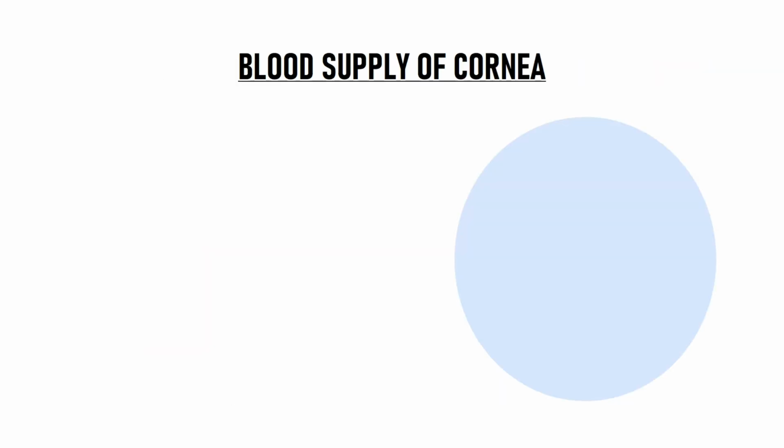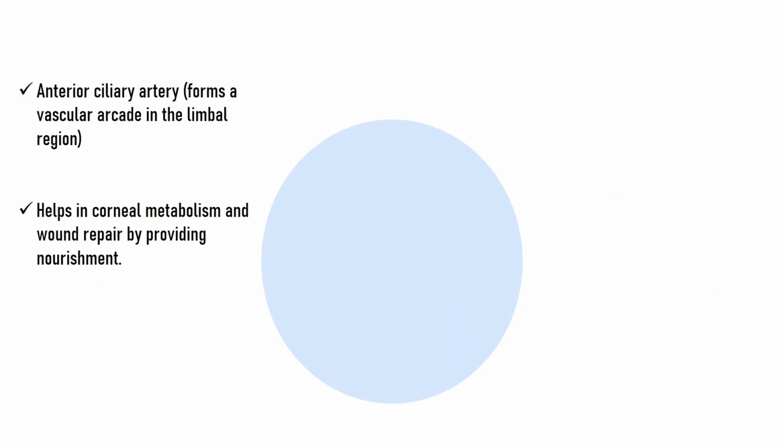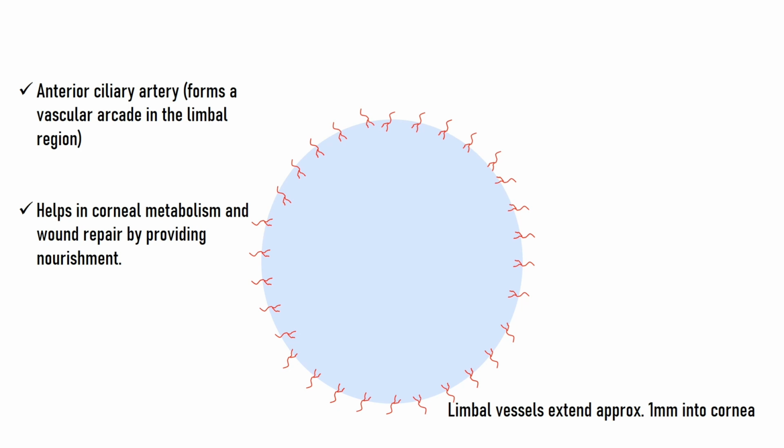Our next topic of discussion is blood supply of cornea. Cornea is an avascular structure, which means that it does not have any blood vessels. It gets its nourishment from the aqueous humor and from the vascular arcade that is present at the limbus. This vascular arcade originates from the anterior ciliary artery. These limbal vessels help in corneal metabolism and wound repair. Normally, the limbal vessels extend up to 1 mm into clear cornea.